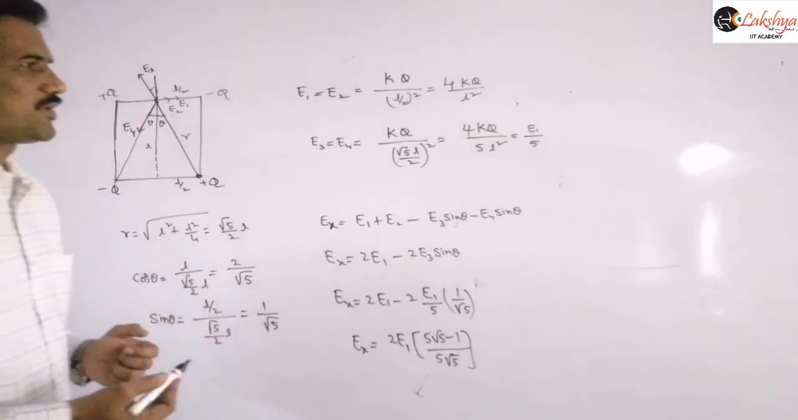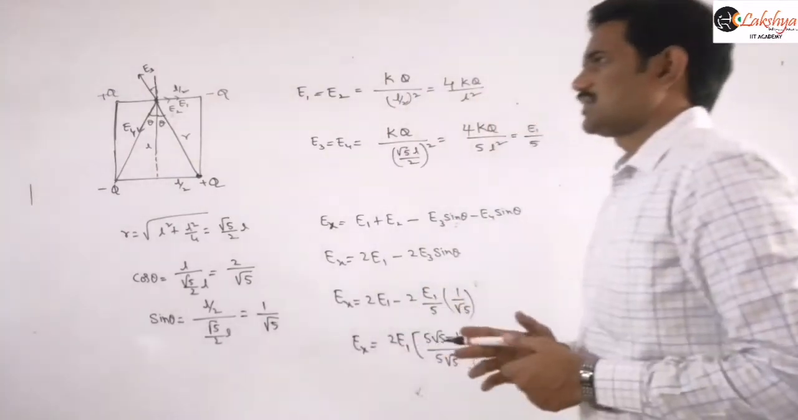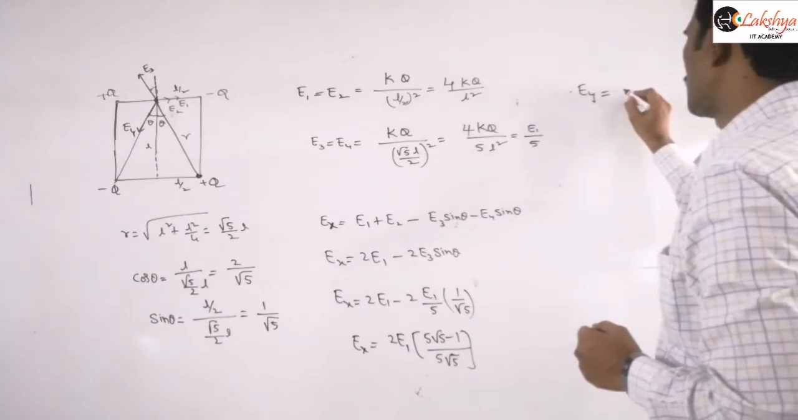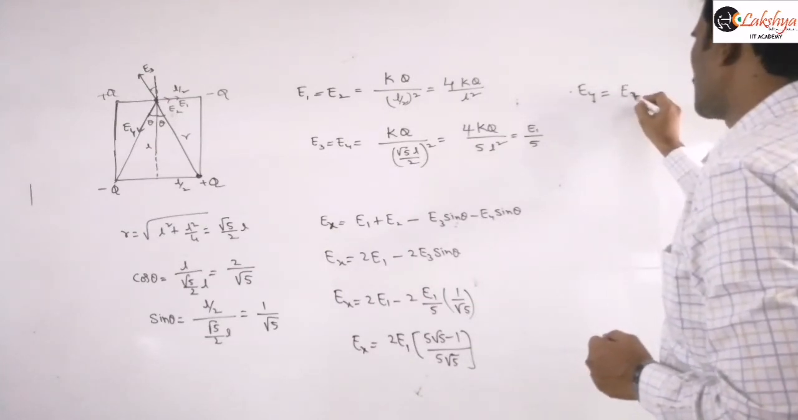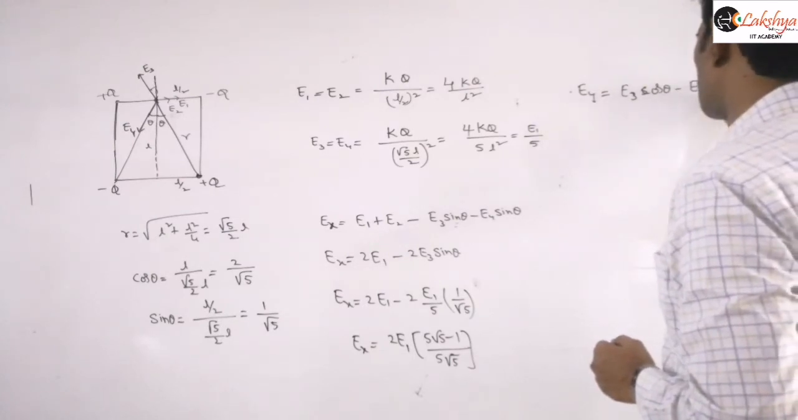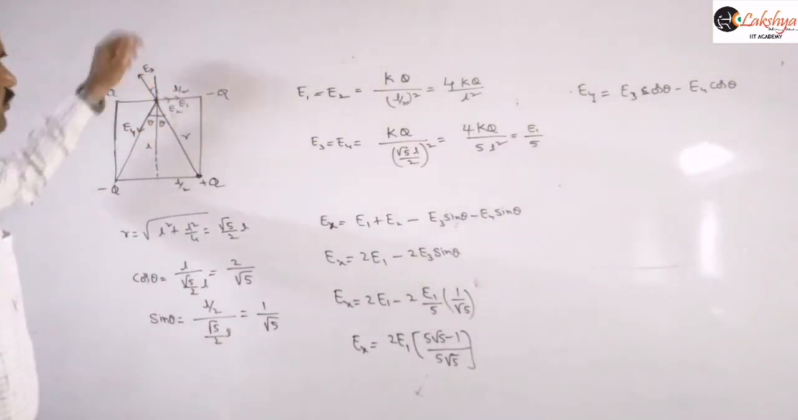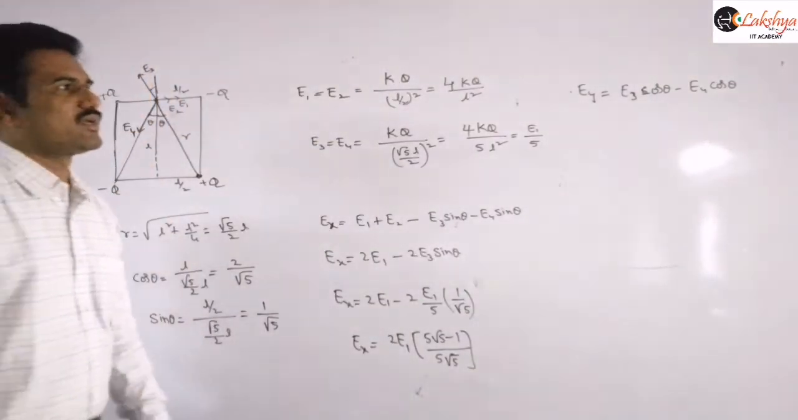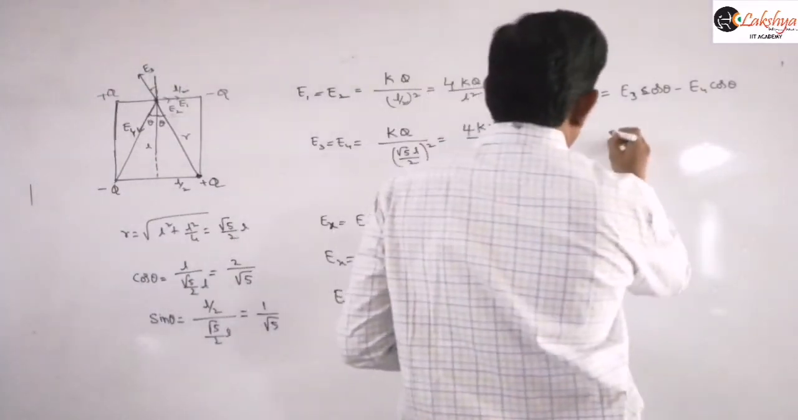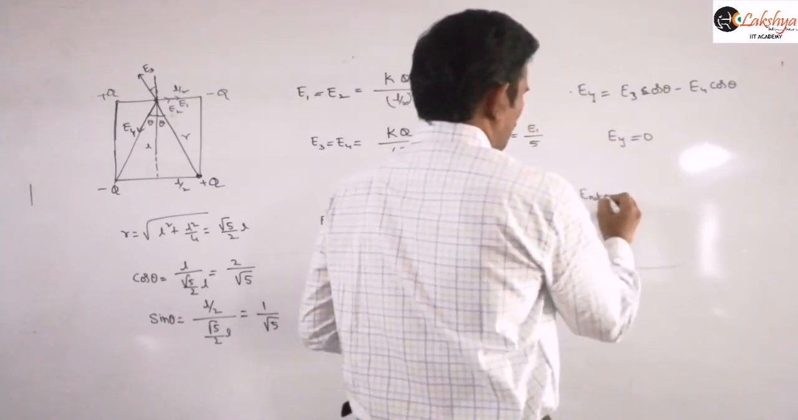Next, similarly, if you want to find the y component of the field, you can observe this: the y component of the field is E3 cos theta minus E4 cos theta, because E3 cos theta will be in the upward direction and E4 cos theta will be in the downward direction. And we discussed already these two are equal in magnitude, and therefore the y component of the field will be 0. Therefore our net field is nothing but our Ex only.